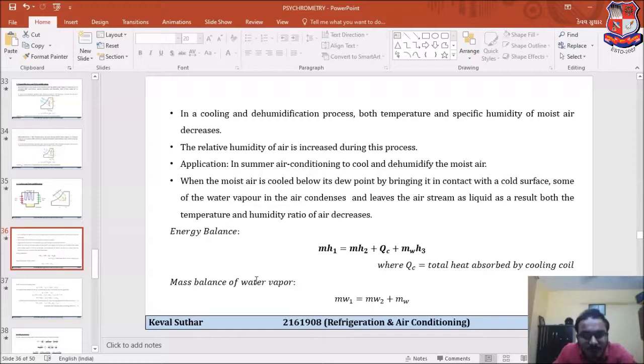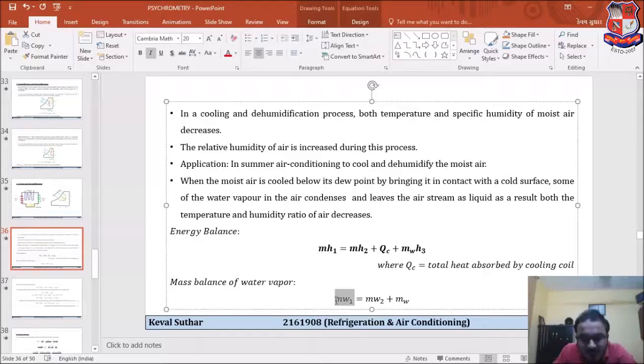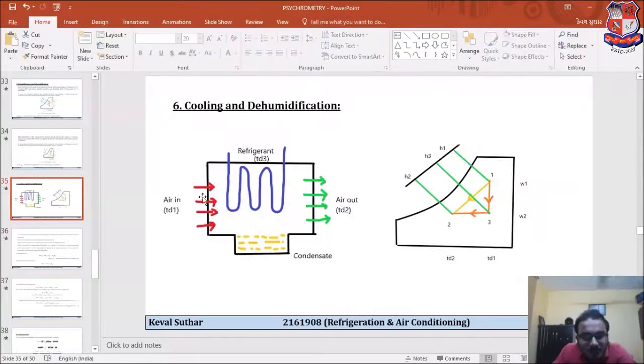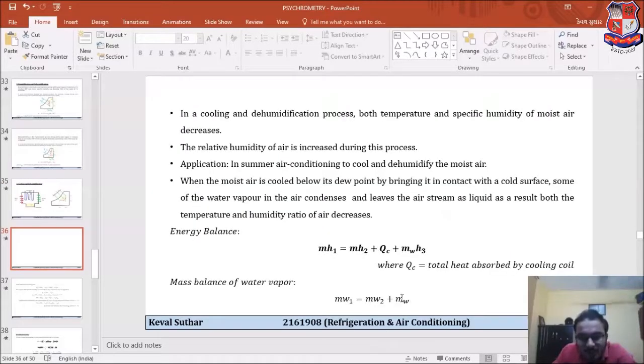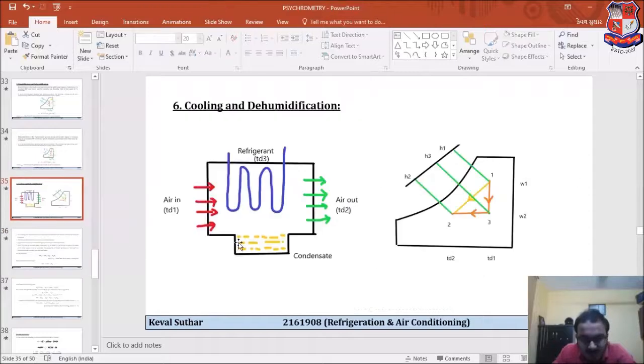And mass balance of water vapor. Now we are focusing on water vapor. So initially it was MW1, which was initial part. Here it was MW1. This will be MW2, that is after reduced specific enthalpy, plus it is having MW, that is the mass of water vapor which is condensed. That is here this yellow portion. So it is very basic kind of mass conservation law, that the water vapor content here is equal to water vapor content here plus the water which is being condensed. So this is a very straightforward equation.